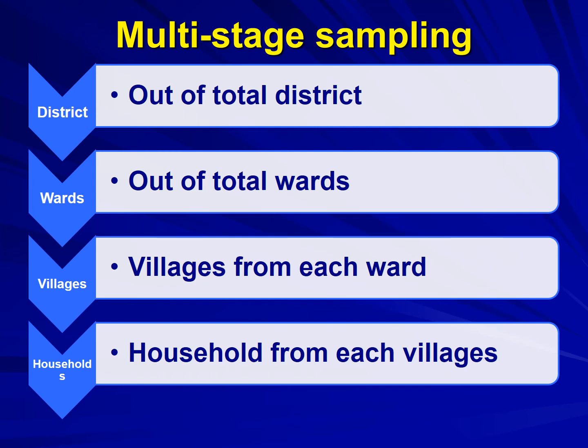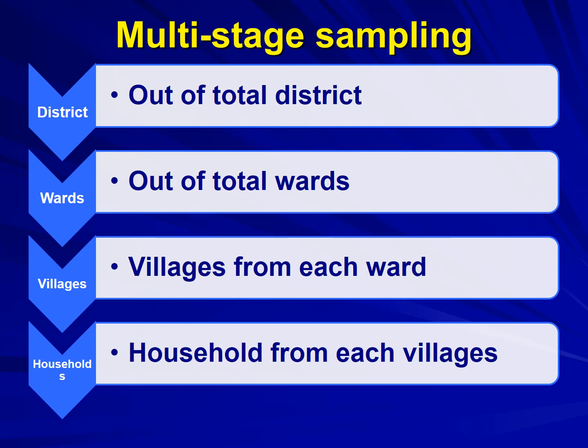Now the basic disadvantage of cluster sampling is that if clusters are homogeneous within clusters, then it may produce the cluster effect. So one disadvantage is if the clusters are homogeneous within, it can produce a cluster effect. Now let's discuss multi-stage sampling.